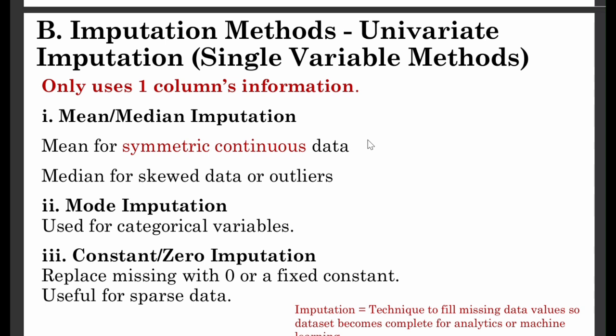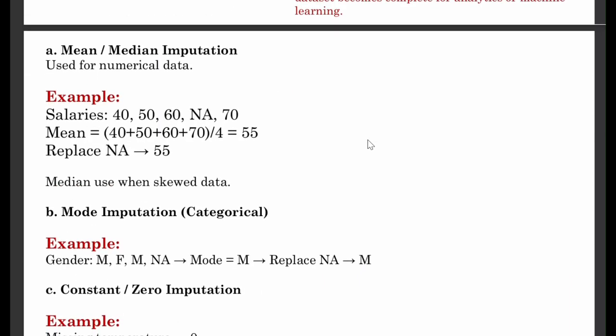Method 1. Mean imputation. Use the average of all existing values to fill in missing ones. Best for symmetric continuous data without outliers. Example, salaries are 40, 50, 60 and a missing value 70. Mean is 55. Replace that missing value with 55. Here we can see that.